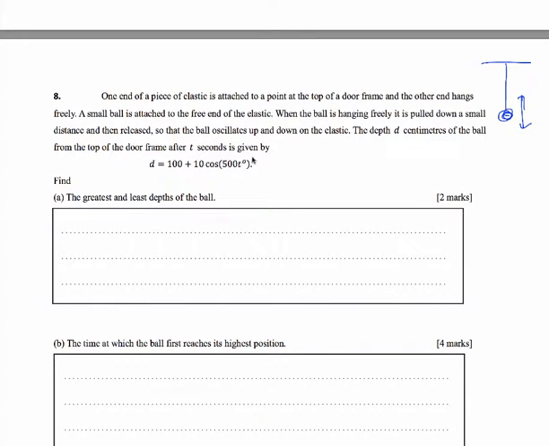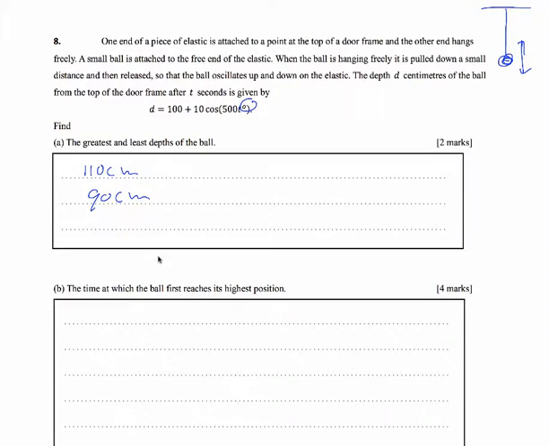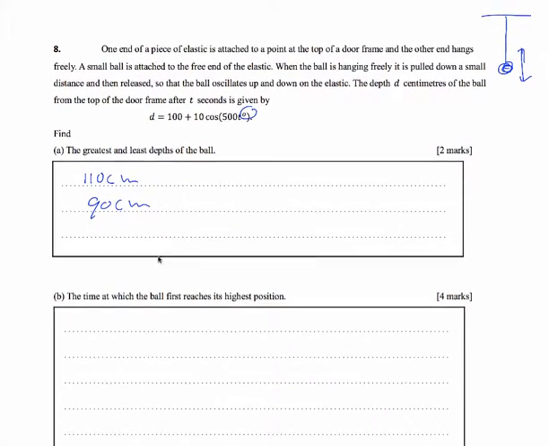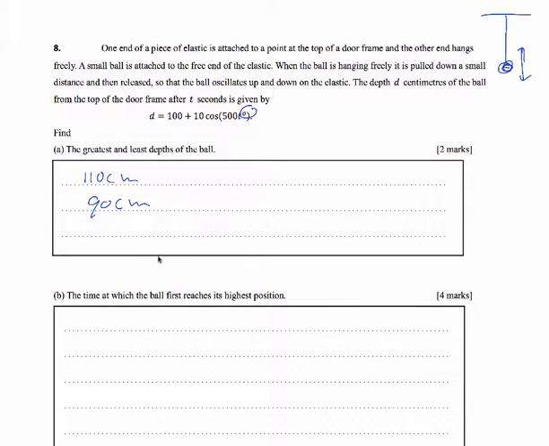Oh, shoot, it's in degrees, so pay attention. The greatest and least depth. Okay, well, that's easy. That is 110 centimeters, of course. 100 plus 10, 100 minus 10, so that's 90 centimeters. Okay, good. The time at which the ball first reaches its highest point.